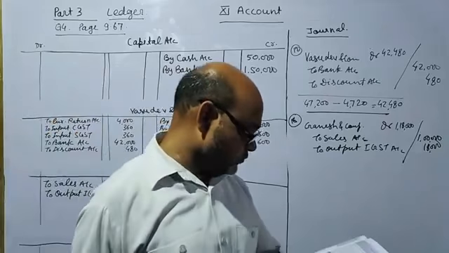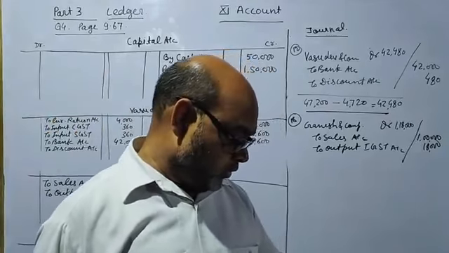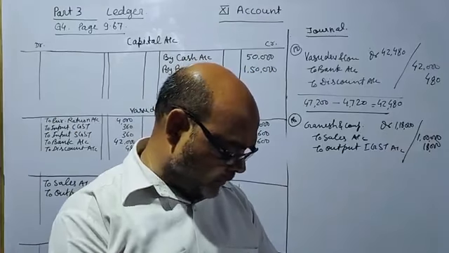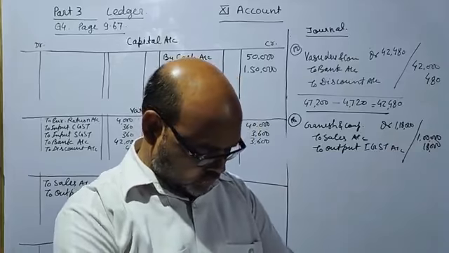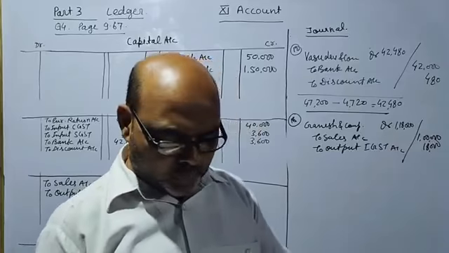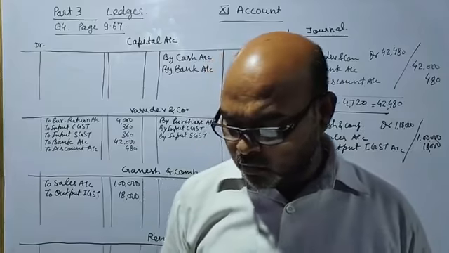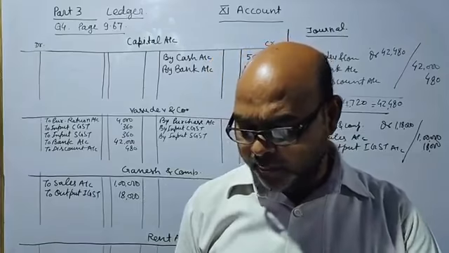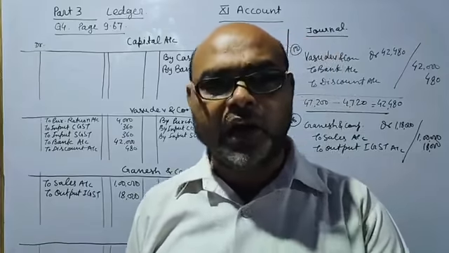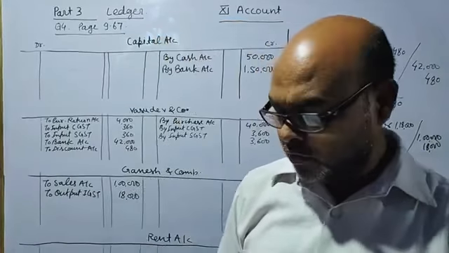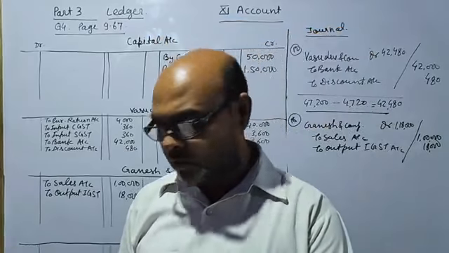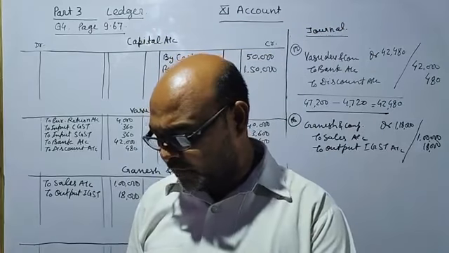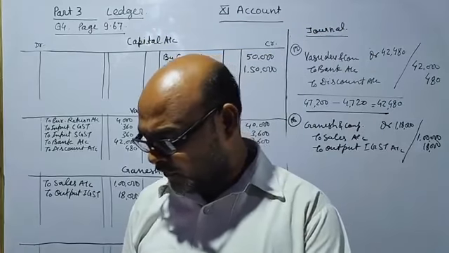Now goods for 5,000 were distributed as a sample as a part of advertisement campaigning. These goods were purchased locally. So when you will give the goods as a sample, advertisement account debit to purchase account, to input CGST, to input SGST.